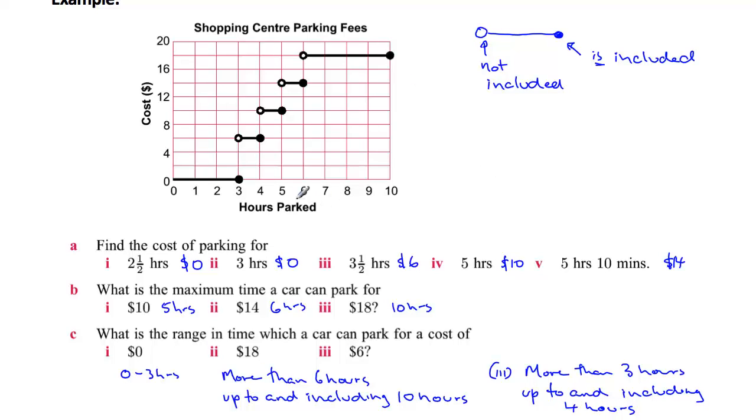So there's our step graph. Quite easy to read. You've just got to be careful that you use the open circles and the closed circles correctly.